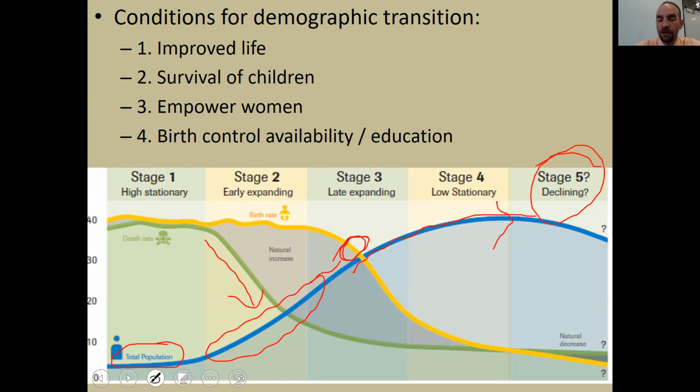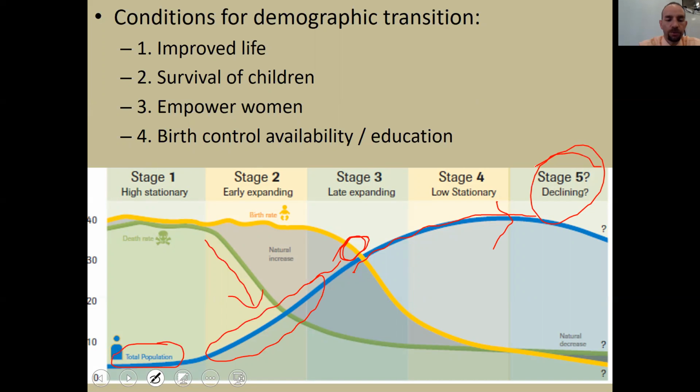Now, this is showing a stage 5, which is something like Italy and Japan are going through, where they didn't have enough children in the previous 30, 40 years. So they're starting to see fewer births, and you can actually see a declining population. Stage 5 is not always seen in demographic transition. It's sometimes not seen on charts, but if you do see it, that will be the case.